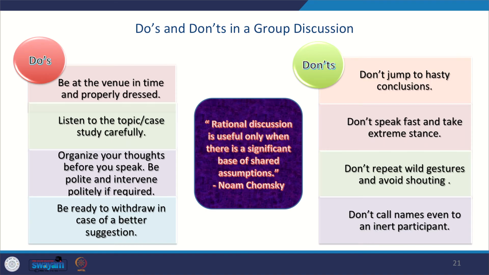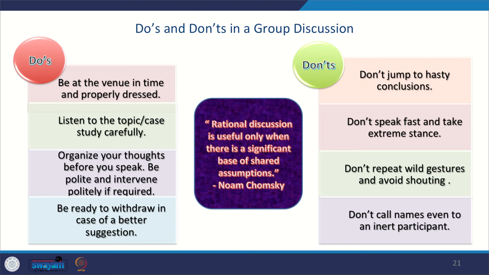There are certain do's and don'ts in a GD. One should always try to reach the venue in time, one should be properly dressed, one should organize one's thoughts clearly before one speaks, one should always be ready to withdraw in case of a better suggestion. There is no such rigidity like that in a debate. One should always see that there are certain things to be avoided. For example, not coming to a hasty conclusion, not taking an extreme stance, not repeating wild gestures, and not shouting at inert speakers. No names should be called to the inert participant.